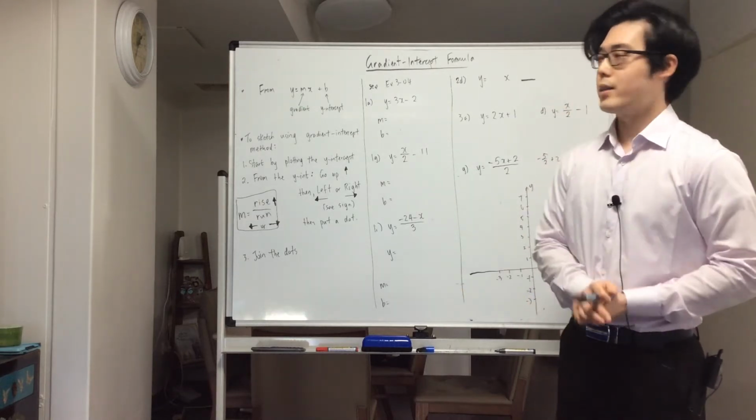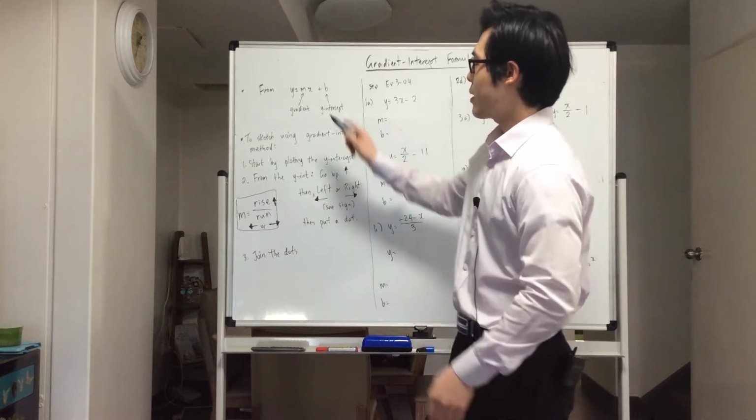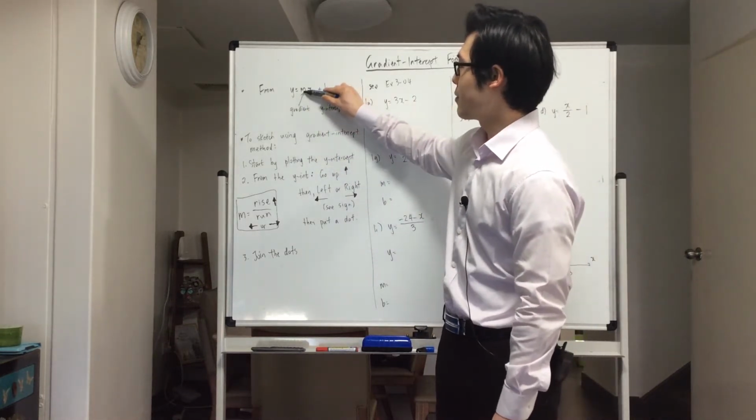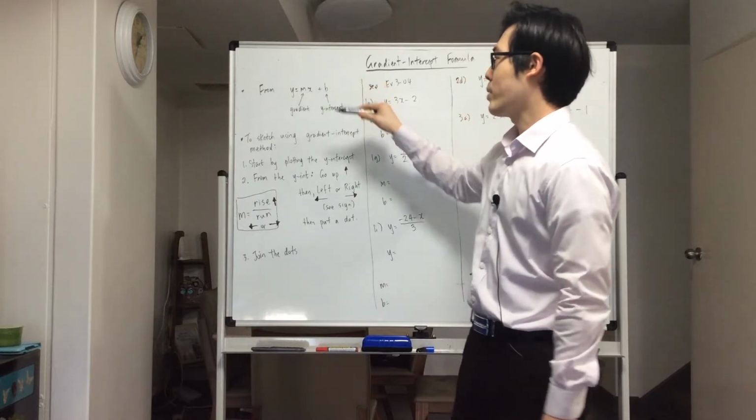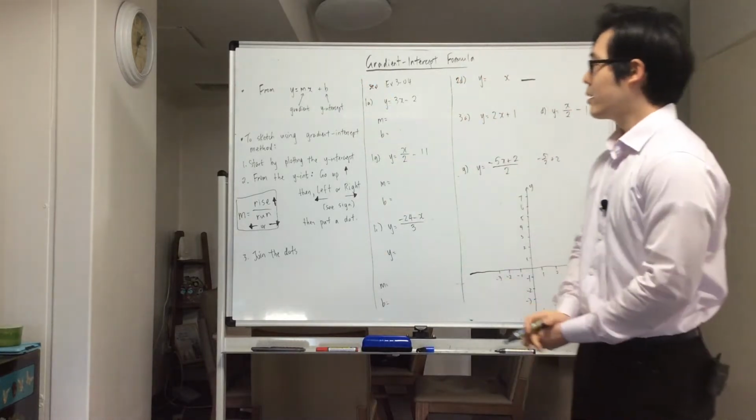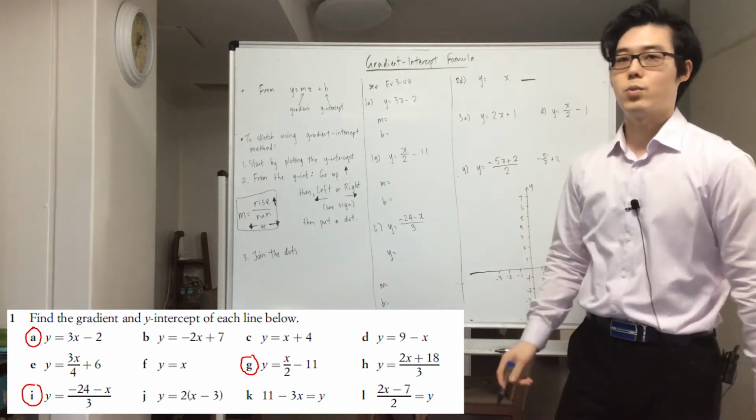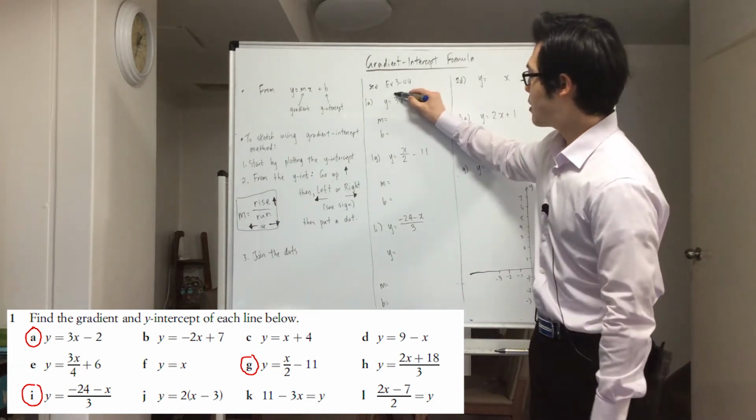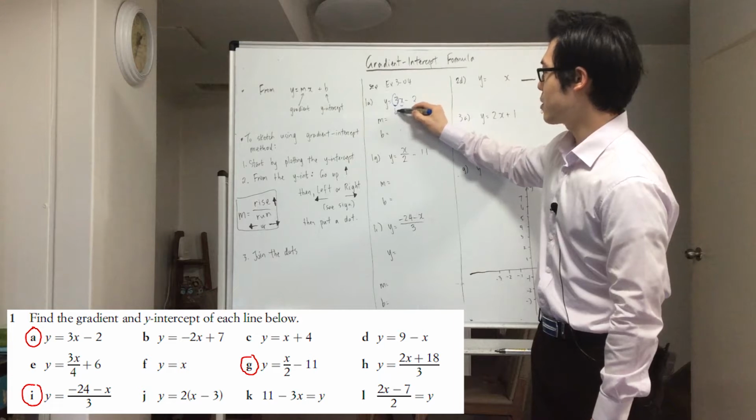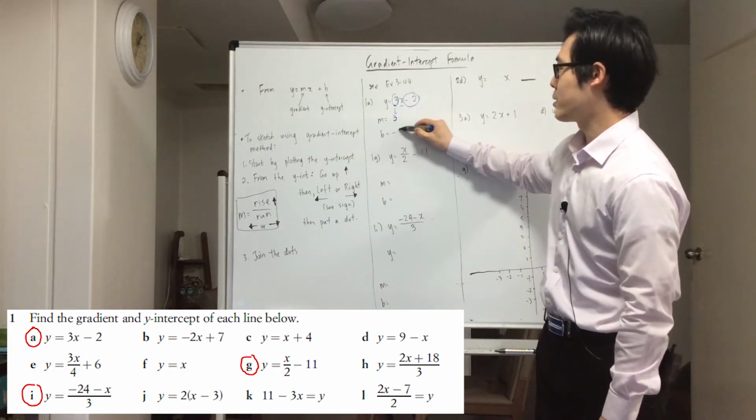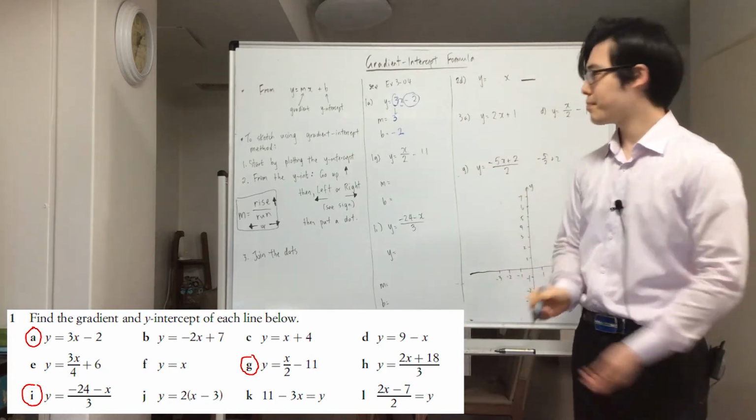So before we get into it, you just need to know that with any linear equation, the number in front of x is called the gradient, and the number without the x is called the y-intercept. Alright? So as a starter, in this question it says find the gradient and the y-intercept of that. So basically the number in front of x is your gradient, and the number by itself, including the sign in front, is the y-intercept. Okay? So that's all you have to do.